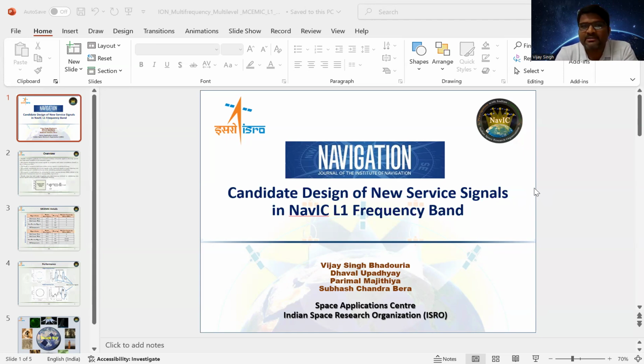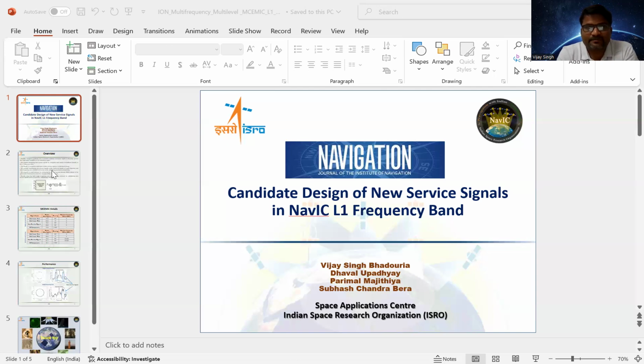In this paper, we'll be discussing the details of the candidate design for a new service in a congested frequency band like the L1 band. We are already aware that this is the most congested band. There are almost 26 to 27 services already operating in this band. This makes it very congested, so finding a new place to transmit a new service signal is a very critical and difficult task to accomplish. Also, the spectrum may not be symmetrical over the center, and all these aspects will be covered in this paper.